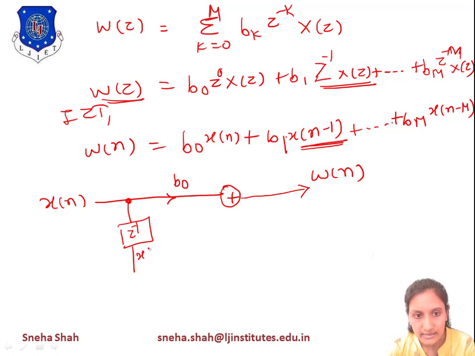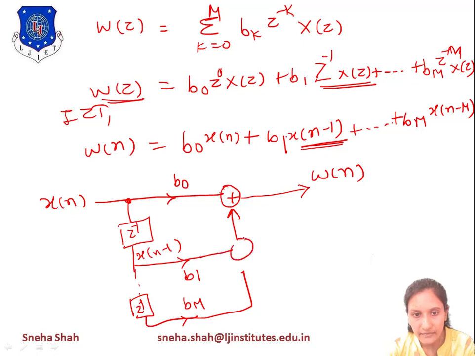So over here, this one is x of n, delayed by 1 unit. It means it will give you x of n minus 1. Now this term will multiply with b1, so b1 into x of n minus 1, and this term will add with this part. Similarly for all the other delay units, the last delay unit will give you the output x of n minus m. It will multiply with bm, and all this part will be added together. So this will give you the first part, H1 of z.